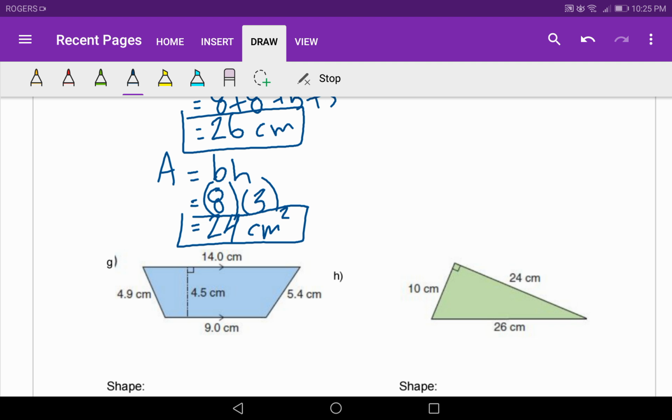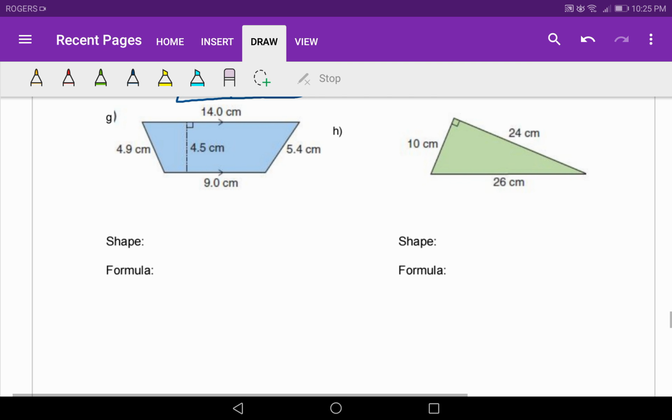So now our next question is maybe one of the more difficult shapes, but it's still easy. We still just continue to use the formula for it, so I wouldn't worry too much about it, okay?